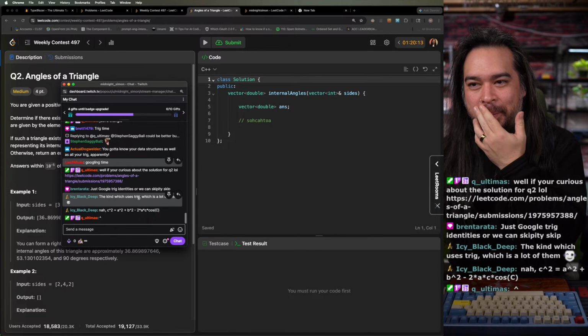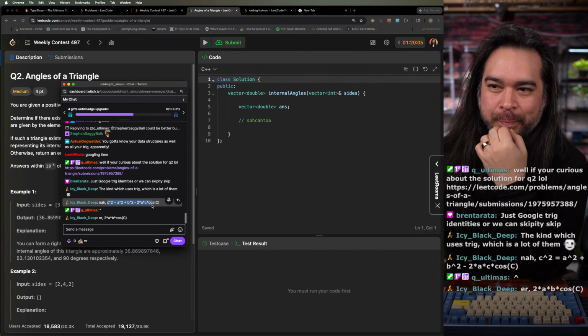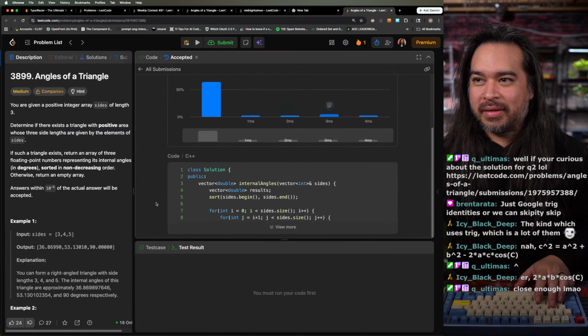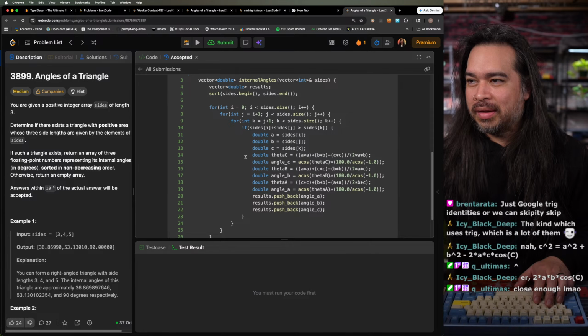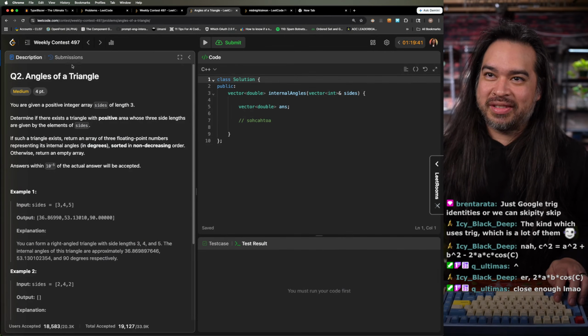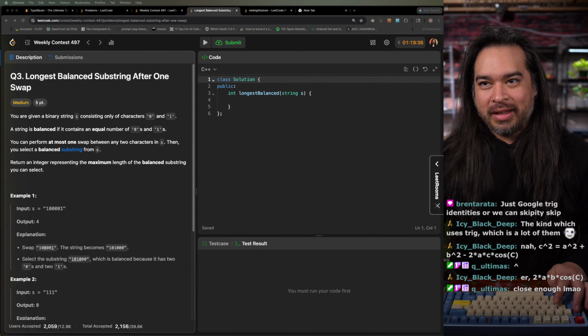Am I supposed to know this? 2ab cosine c? What the heck is this? Alright. I clearly do not remember any trigonometry, man, so I would probably just Google that one up for sure. So I'm gonna just skip it and take the L.